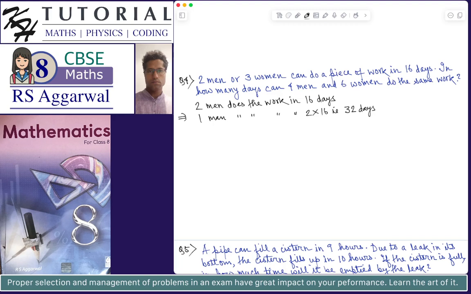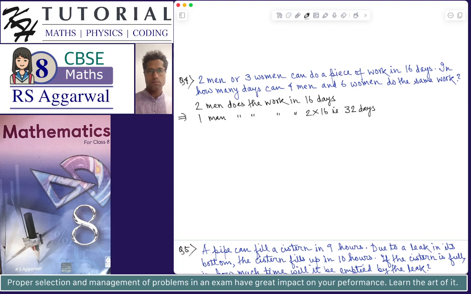This is a very important concept: whenever you are given that 2 men, or any number of men, do the work in 16 days, and you have to find how much time it takes one man to do the work, remember that the number of men and the number of days are inversely proportional to each other. That is, their product will be constant. So if that number of days is y, then we must have 1 into y equal to 2 into 16. From here we get the value of y as 32 days.